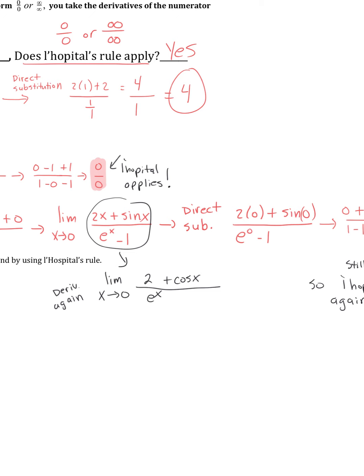So now, when we try to do direct substitution, on top, we have 2 plus, when I plug in 0, the cosine of 0 is 1. So we have 2 plus 1 on top. When I plug in e to the 0, anything to the 0 power is 1. Now I am getting a solution. On top, I get 3, and on the bottom, I get 1. So my solution, the answer to my limit, is 3.